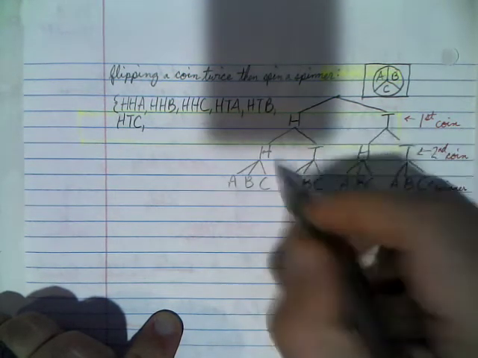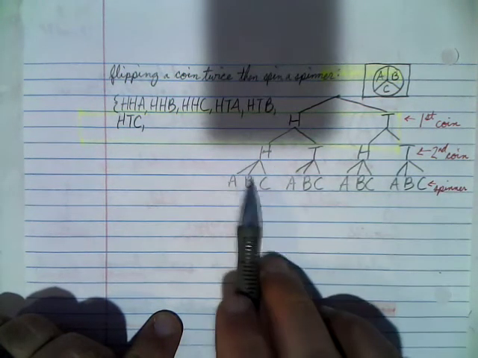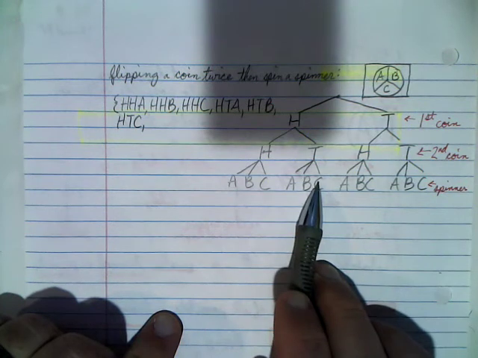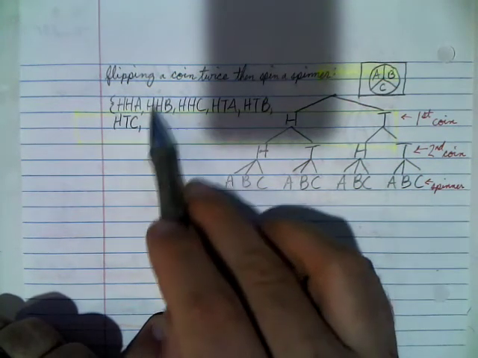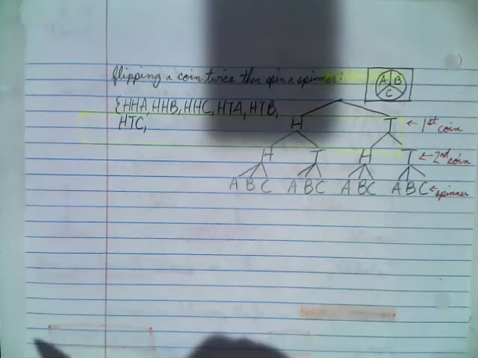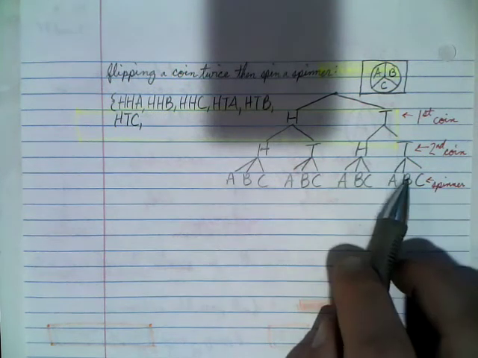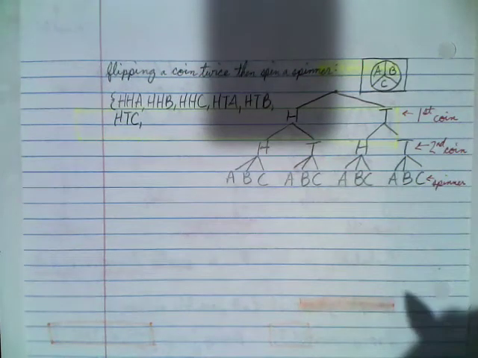And that is everything that starts with heads. And if you count the bottom of this branch, 1, 2, 3, 4, 5, 6, we should have 6 outcomes so far. All right, now let's get the others. So we should have 6 more over here.